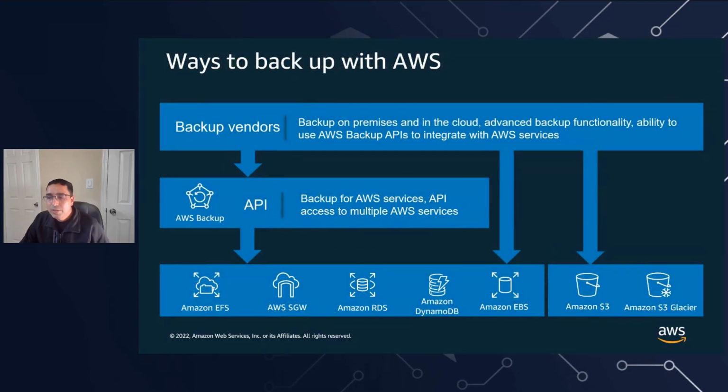As I mentioned earlier, you have multiple ways to connect to AWS. Most backup vendors, such as Commvault and Veritas, natively integrate with AWS storage services such as S3, or they also integrate with AWS Backup Service APIs so that you can back up data that is also generated within the cloud.